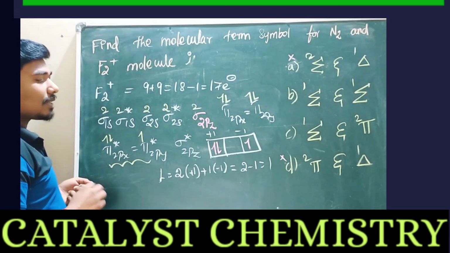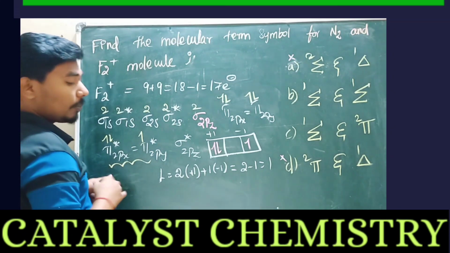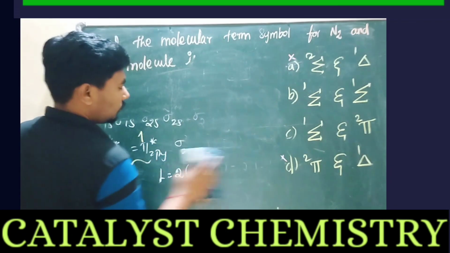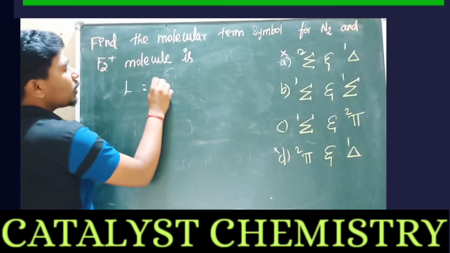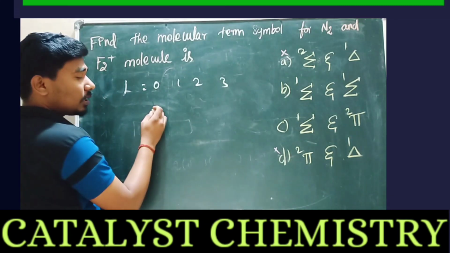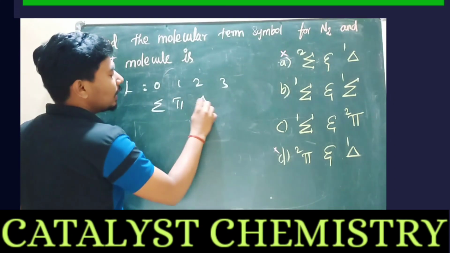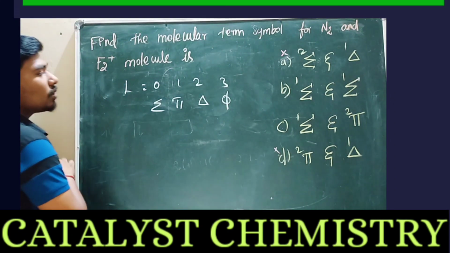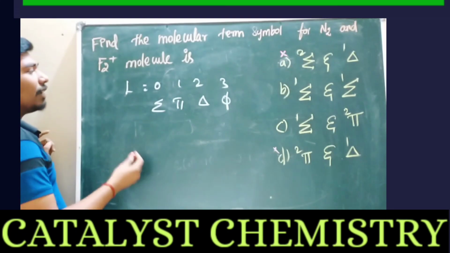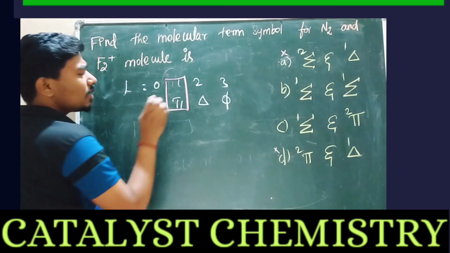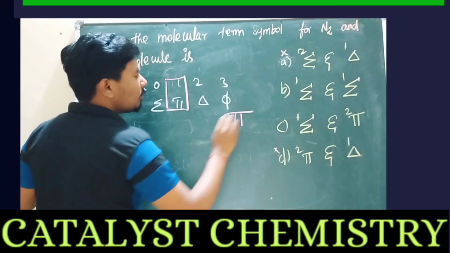Okay, so last casesல நம்ம பார்த்தோம் what is L value அப்படின்றது. Okay, now see here, if L equal to 0, 1, 2, 3, the molecular term symbols are sigma, pi, delta and phi. So in this case we get the L value equal to 1. Okay, so the term symbol is pi. Okay, our term is pi.